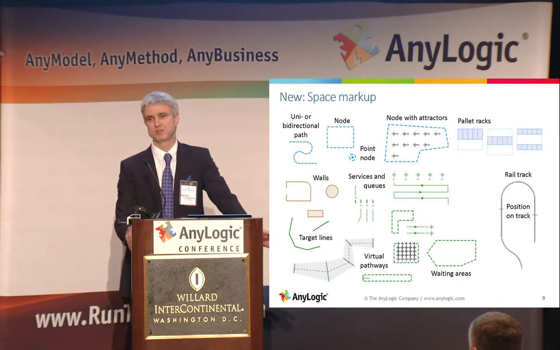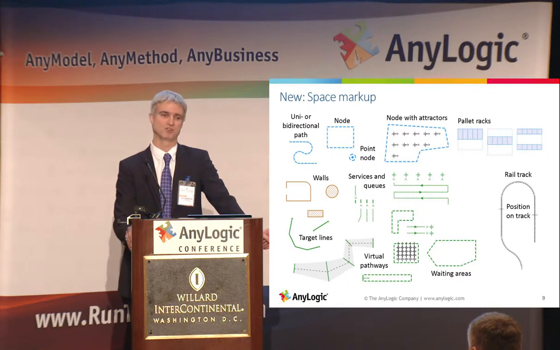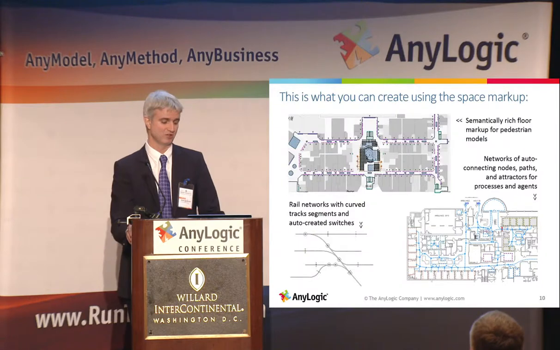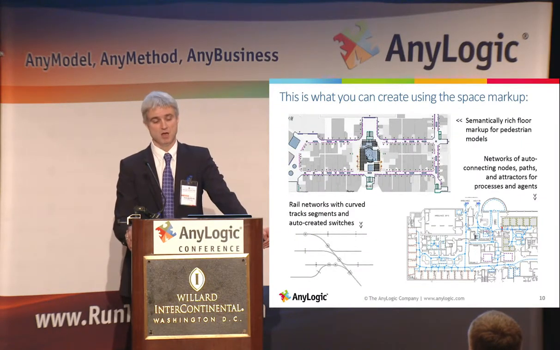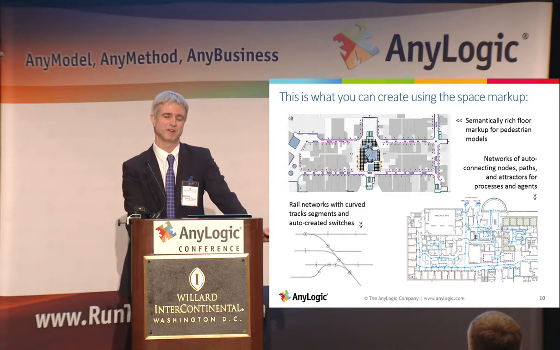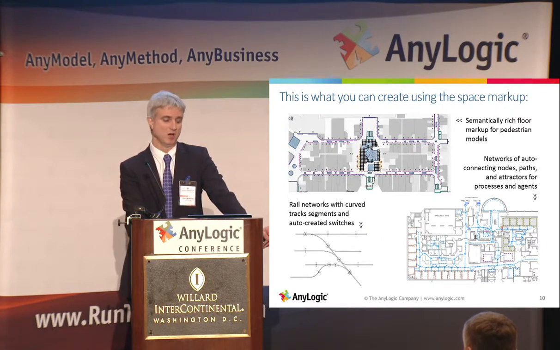So now, instead of using decoration or presentation graphics to define your routes, networks and areas, you will be using advanced markup elements. With these elements, you can do things like in pedestrian models. This is a floor map of one of the biggest shopping centers in St. Petersburg, marked up for pedestrian modeling. This is an emergency department with rooms and paths, and this is a rail network. In the rail network, we now allow for curved segments, which automatically detect switches, and this sort of stuff.